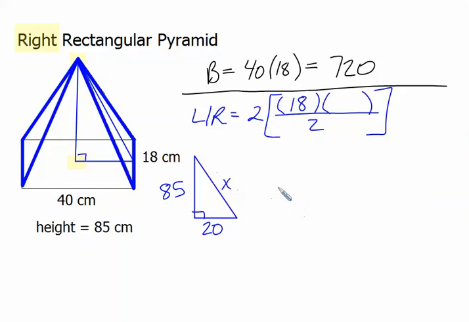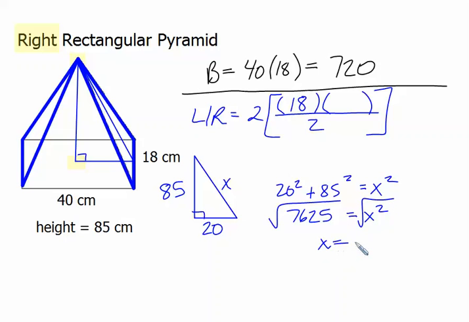Let's call the hypotenuse x. And of course, we're going to use the Pythagorean theorem to solve for x. So we will type that in our calculator, 20 squared plus 85 squared, 7625. That's equal to x squared. We would take the square root on both sides to get the value of x. And I'm keeping all of the decimals in my calculator like we discussed in class, 87.32. I'm keeping all the decimals on the calculator, but I will only write 2 on the screen.